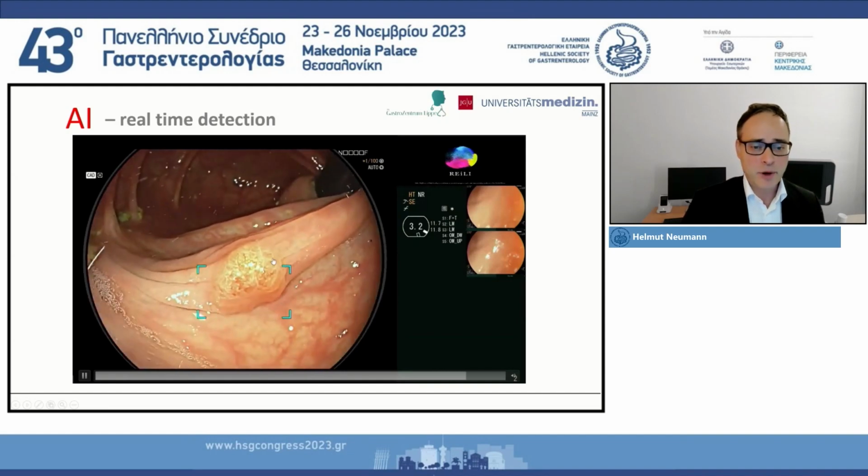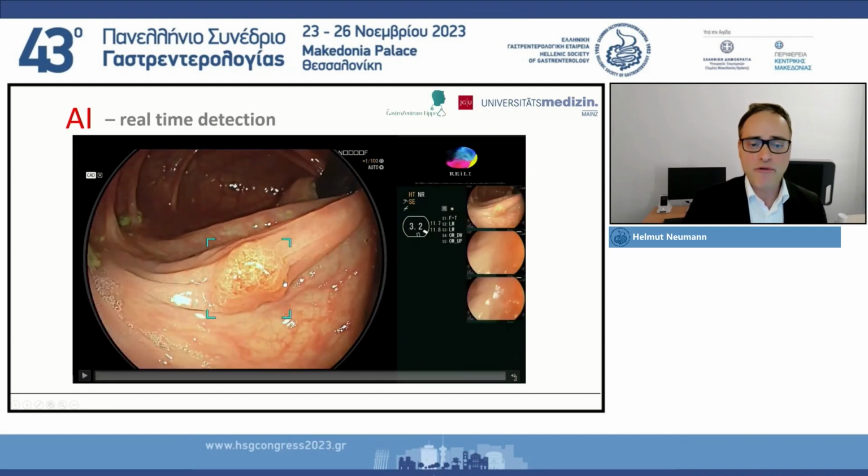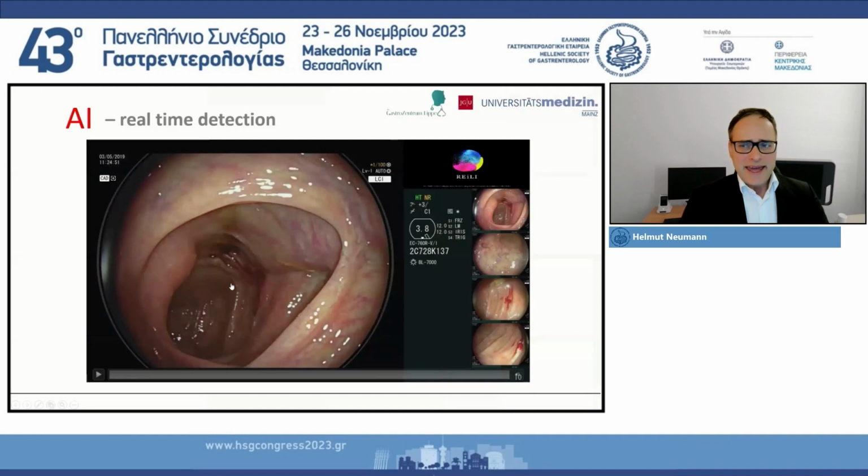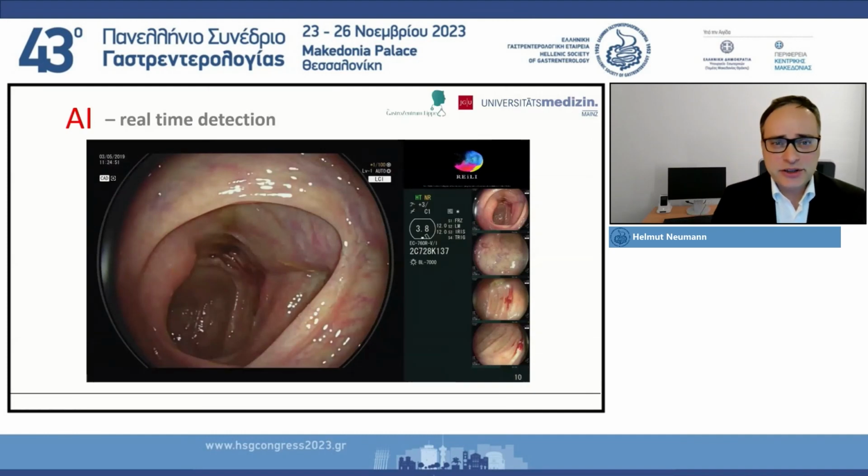Yeah, and then even when we're doing flushing, we have no false positive results. It's only highlighting the correct lesion. AI is so extremely fast, so we are constantly missing lesions in the lower GI tract.